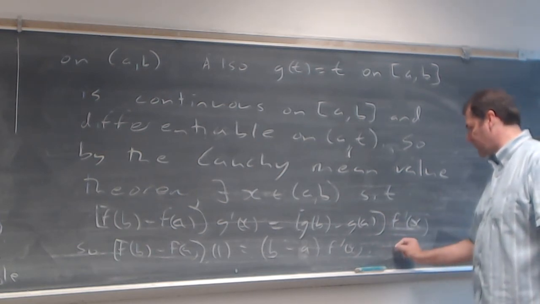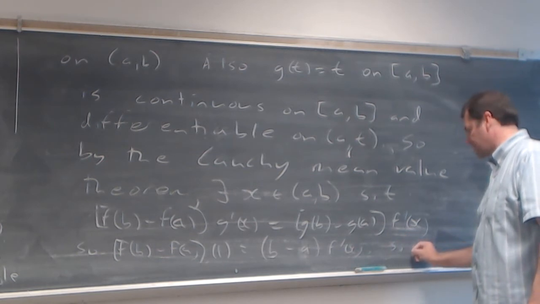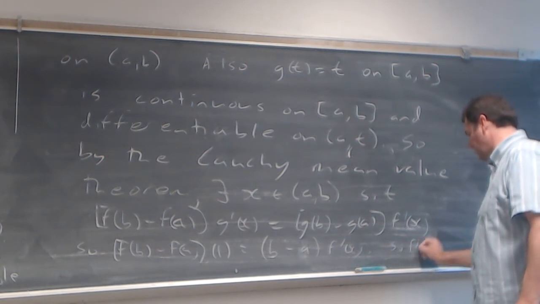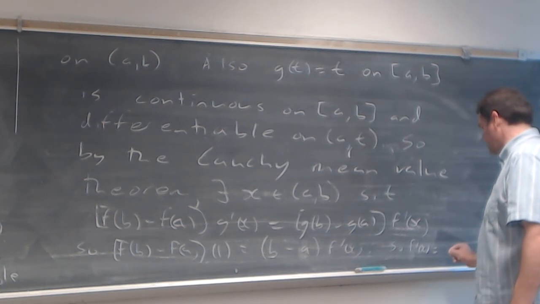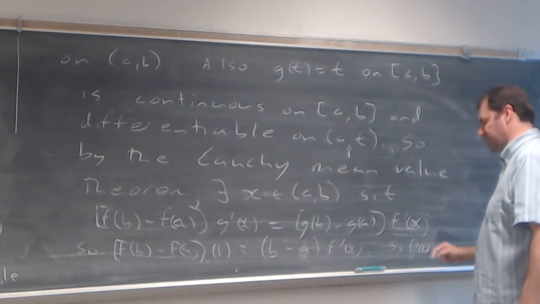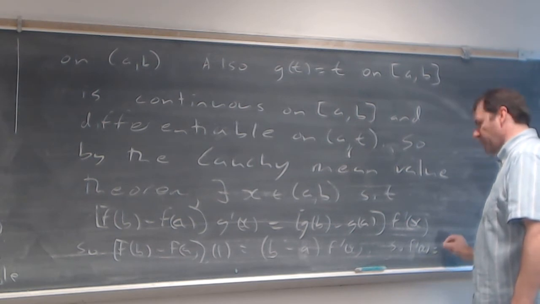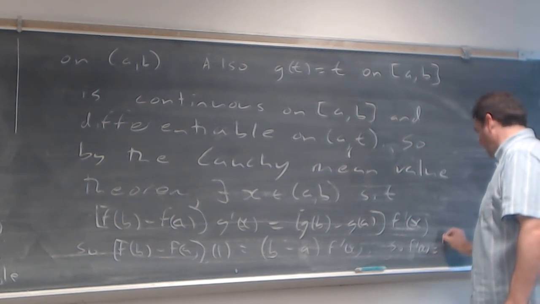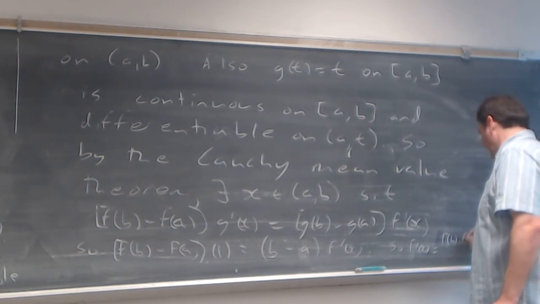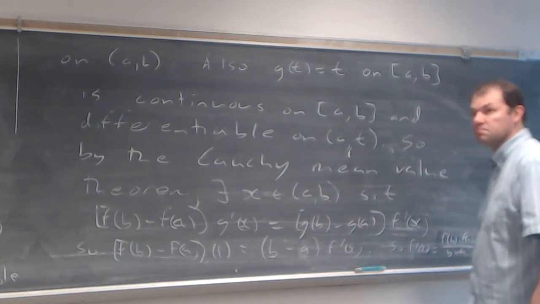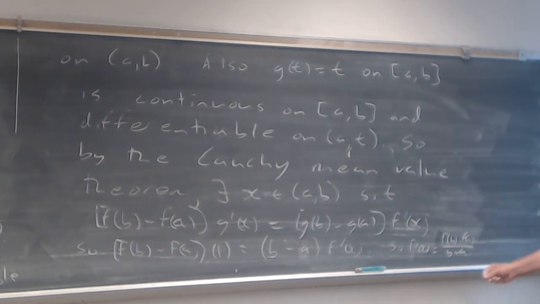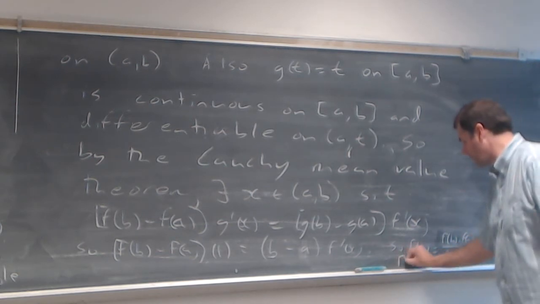Another way of looking at this, and this is the way a lot of texts write the mean value theorem, is that there exists an x such that the derivative evaluated at that x is equal to f of b minus f of a all over b minus a. So that's the end of the proof.